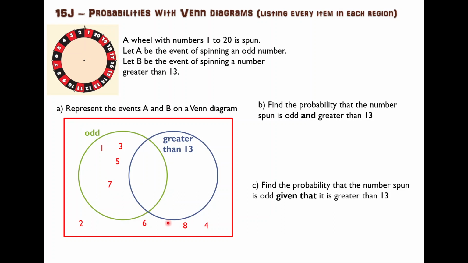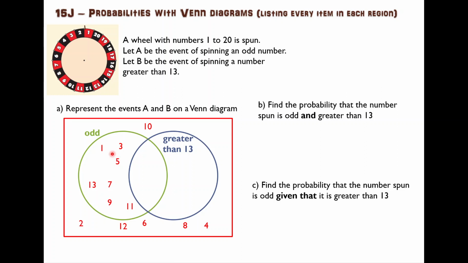7, 8, 9, 10, 11. Now we're getting closer to this greater than 13 thing. 12 is not odd, so it's not in this circle. It's not greater than 13. 13. Is 13 odd? Yes. Is 13 greater than 13? No. So it's still outside of the greater than 13 circle.